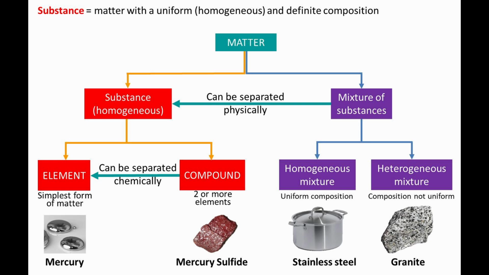How can we distinguish between a substance and a mixture? The flowchart shows how you can decide whether matter is an element, compound, or a mixture. A mixture of substances can be separated physically into individual substances. A compound can be separated chemically into its elements.